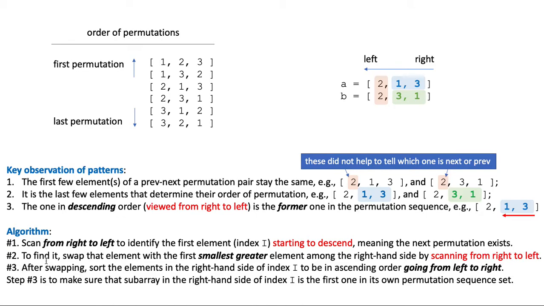Step 3. After swapping, sort the elements on the right-hand side of index i to be in ascending order, going from left to right this time. Step 3 is to make sure that the subarray on the right-hand side of index i is the first one in its own permutation sequence set.